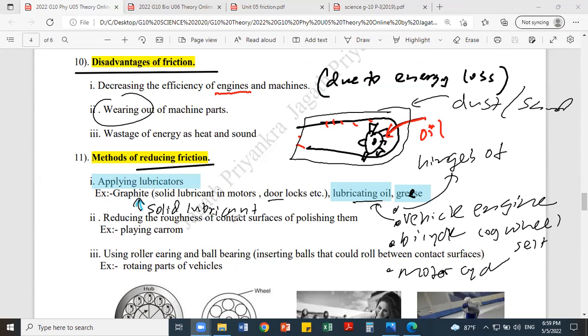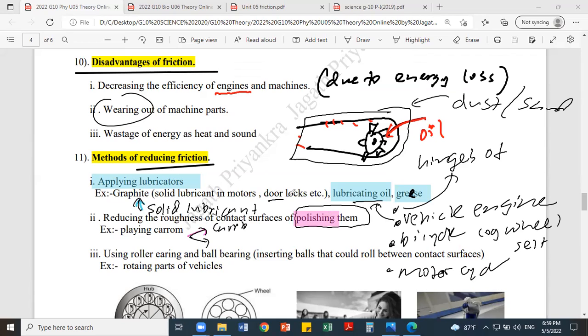Then roughness of this contact surface, polishing them. You polish this, right? Polish. You put varnish and then polish it. That is actually for attractiveness. One of the best examples, carom board. Plain carom, the carom board also you have to polish it. Carom board you have to polish, and plus when you play, before you play the carom, you put talc.